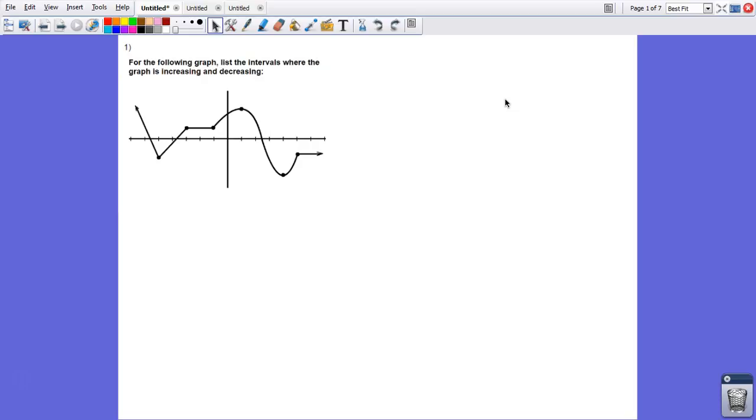For the following graph, list the intervals where the graph is increasing and decreasing. You can do this any way you want. If you want to do it the way you will be doing it in pre-calculus, I'll show you that when we're done. But just to start off with, we can make a table. Okay, so where is it increasing?